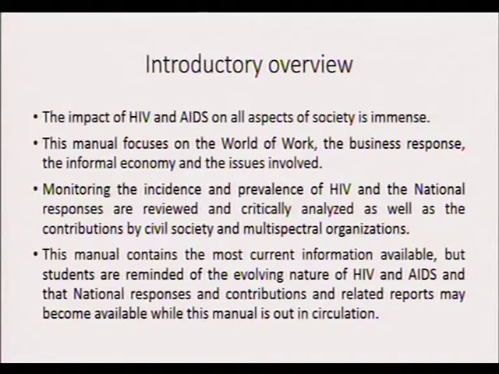The impact of HIV and AIDS on all aspects of society is immense. This manual focuses on the world of work, the business response, the informal economy, and the issues involved. Monitoring the incidence and prevalence of HIV and the national responses are reviewed and critically analyzed, as well as the contributions by civil society and the multi-sectoral organizations. This manual contains the most current information available, but students are reminded of the evolving nature of HIV and AIDS, and the national responses and the contributions and related reports may become available while this manual is out of circulation.